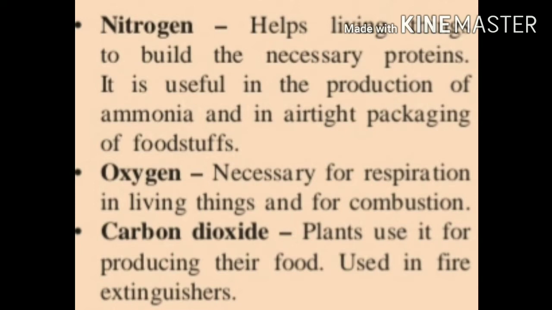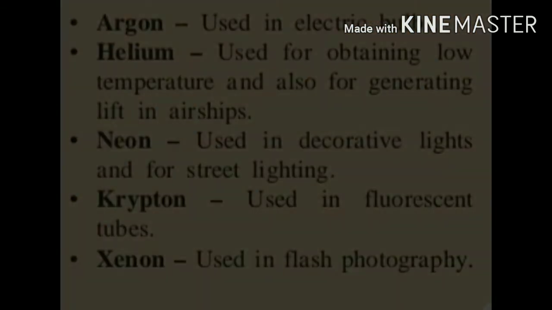Nitrogen. Nitrogen helps the living things to build the necessary protein. It is also useful in the production of ammonia and in airtight packaging of foodstuffs. Oxygen. Oxygen is very necessary for respiration in all the living things, and it is also required for combustion, that is for burning. Carbon dioxide. Plants use carbon dioxide for producing their food and for photosynthesis. Carbon dioxide is also used in fire extinguishers.